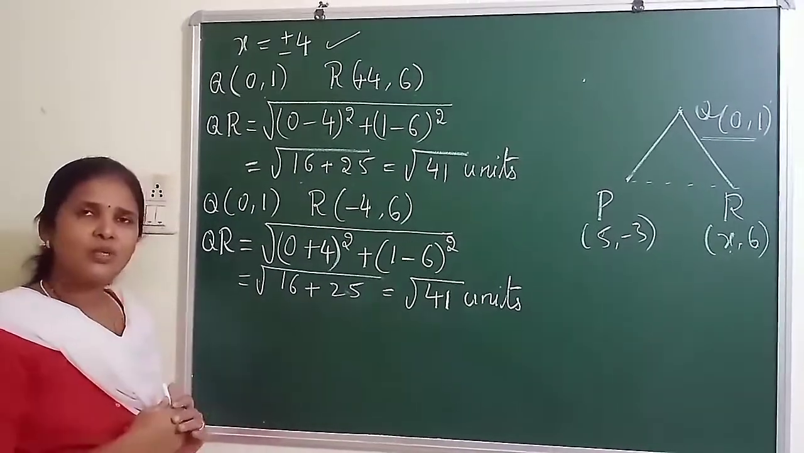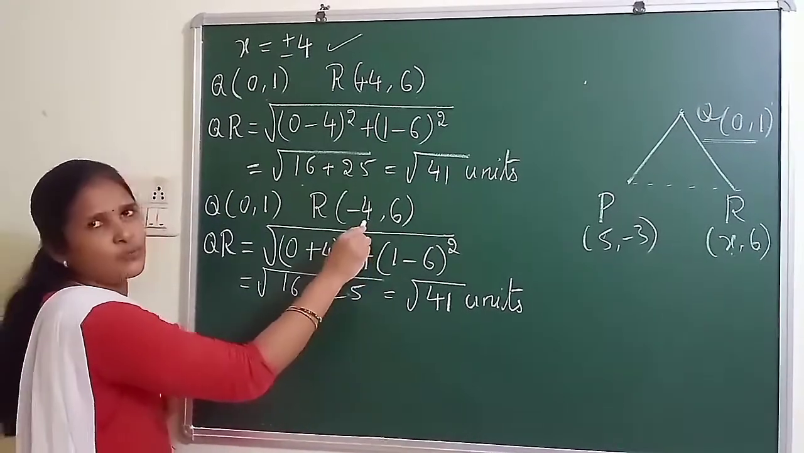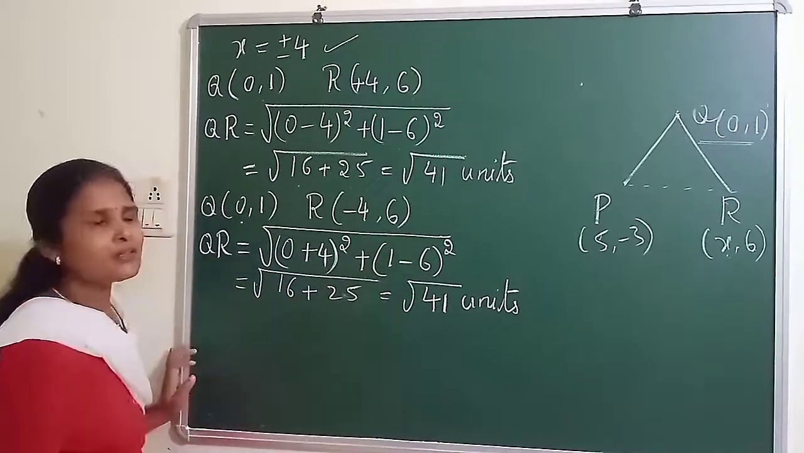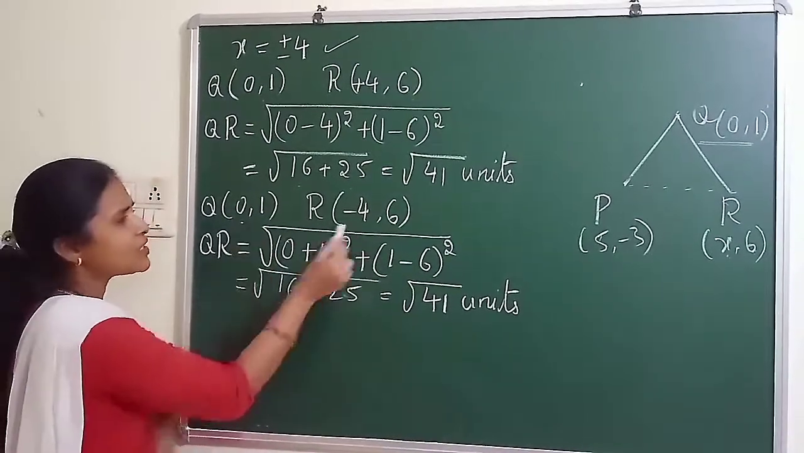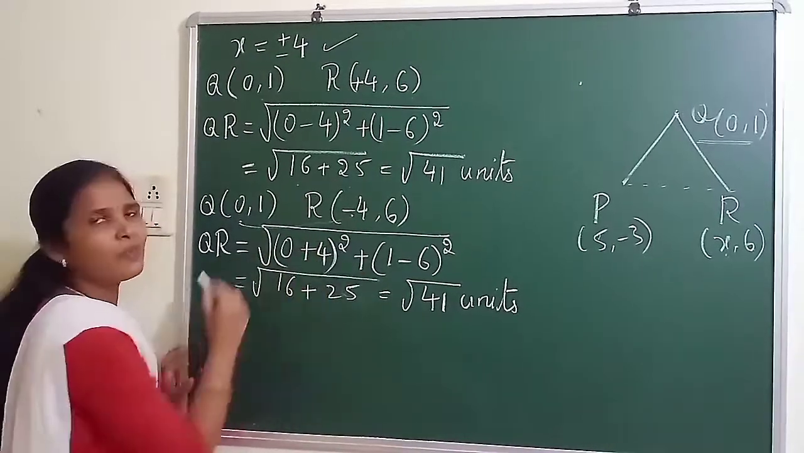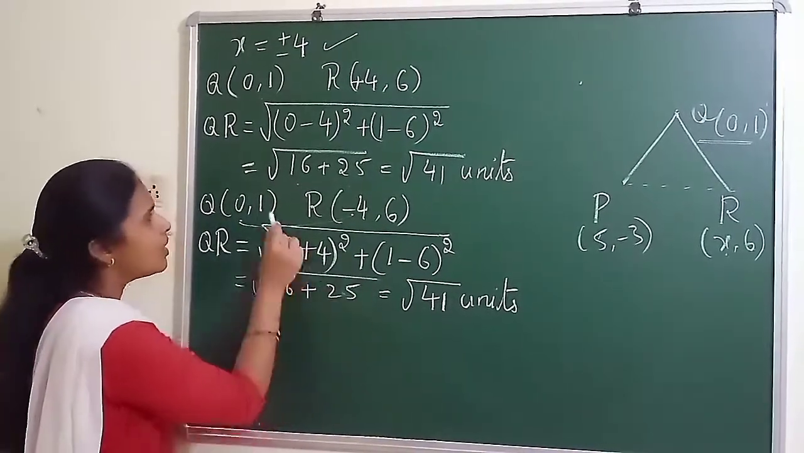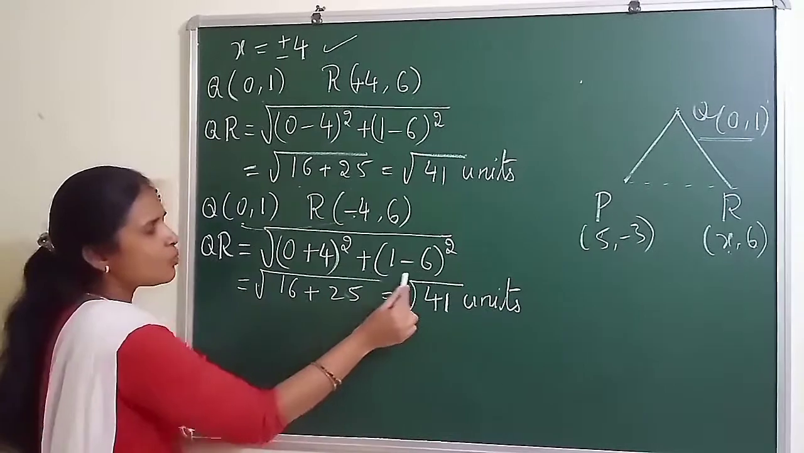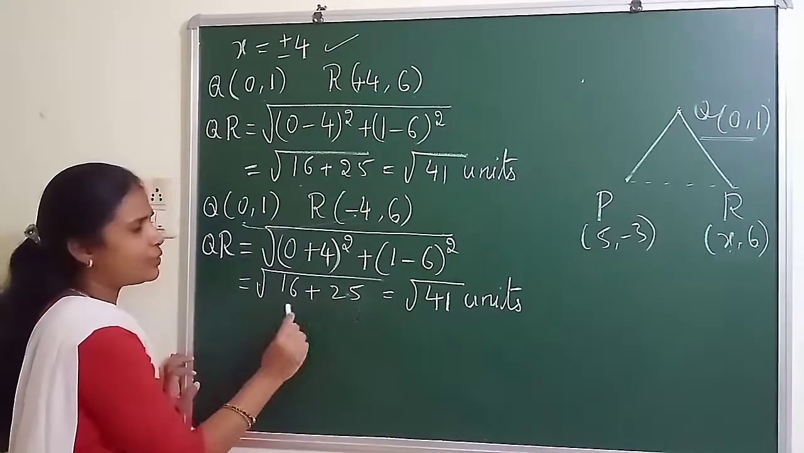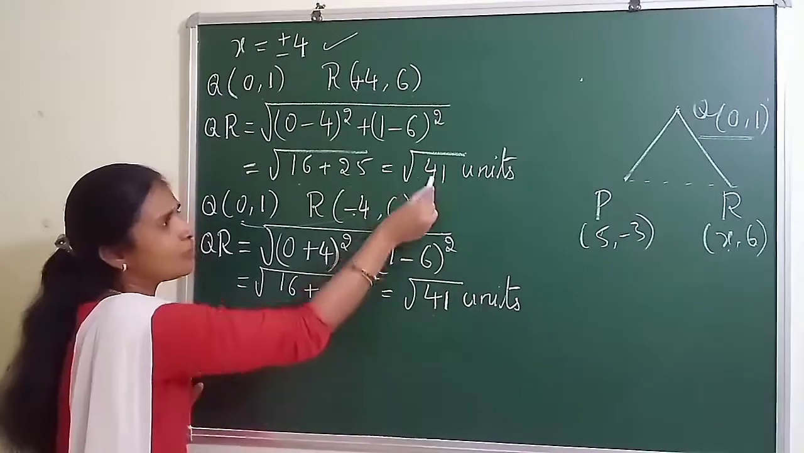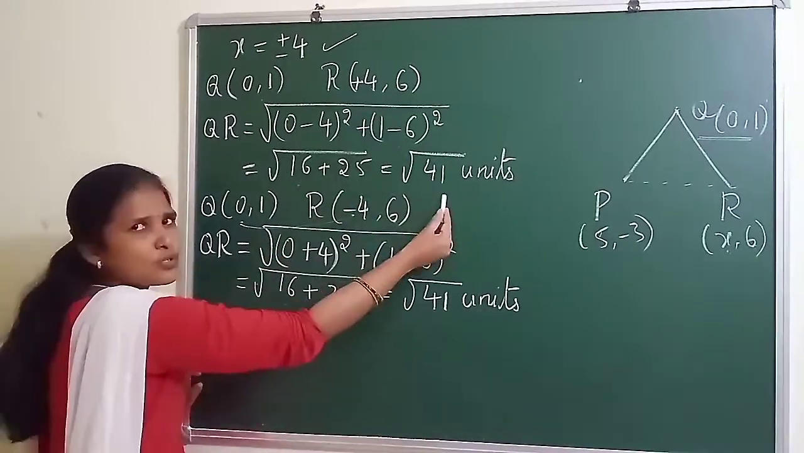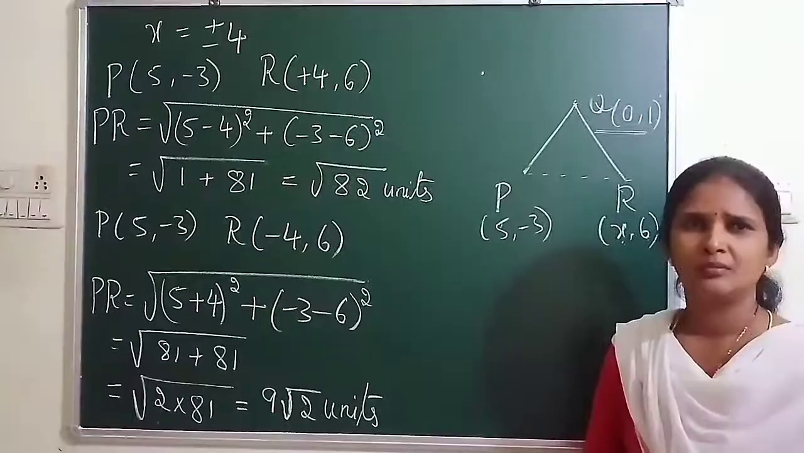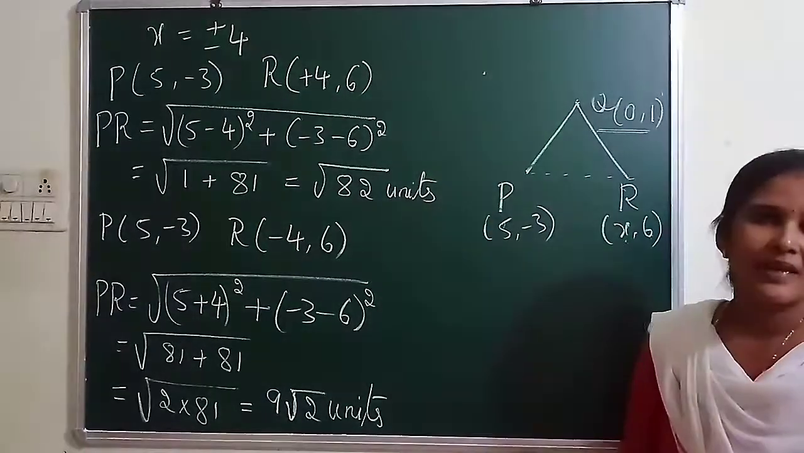Again, let us find the distance between the same Q and R with minus 4, because for x we got two values. So (0, 1) is Q and (minus 4, 6) is R. Now find the distance between Q and R. 0 minus of minus, that is plus 4 whole square plus 1 minus 6 whole square. So what I got? Again 4 fours are 16. 1 minus 6 whole square is 25. When you add, again you got root 41 units. So we got QR in case of plus 4 as root 41 and in case of minus 4 also we got root 41 units.